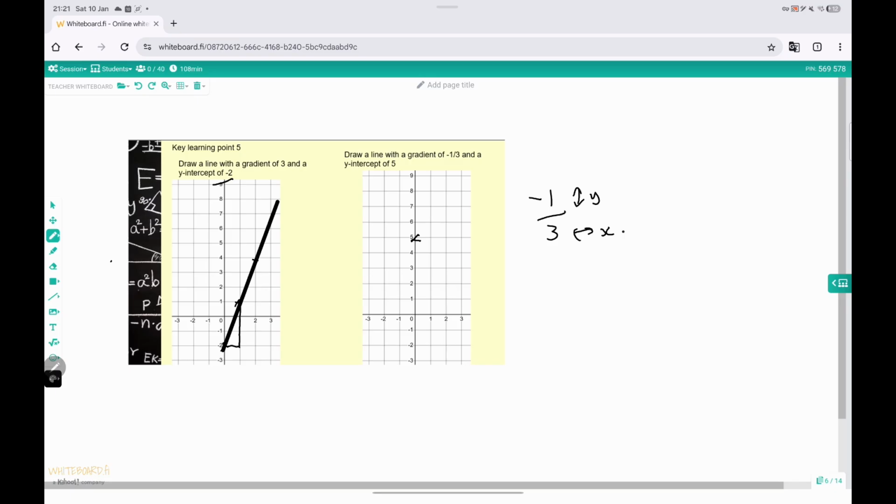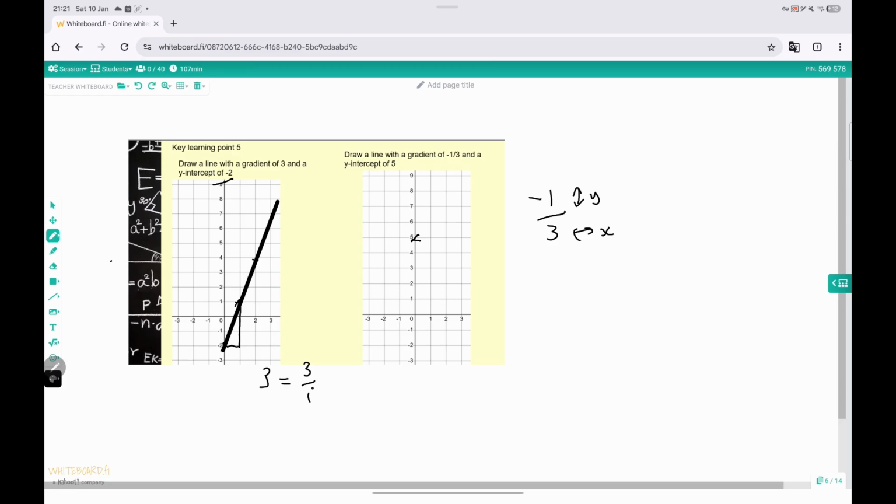You might think, well, hang on, why weren't we doing that when the gradient was 3? Well, we sort of were. 3 is the same as a gradient of 3 over 1. Mathematically, because 3 over 1 is the same as 3, that's how we write a final gradient when it's a whole number. But it's always in the back of our mind that for every 3 up, we're going 1 along.